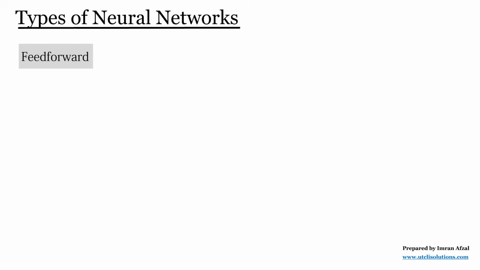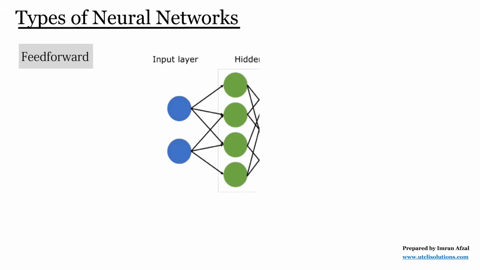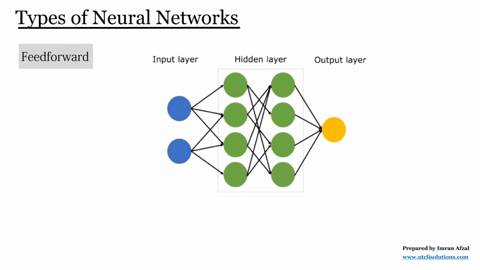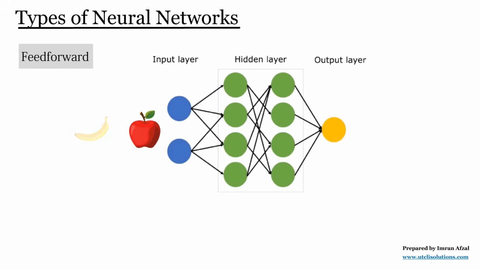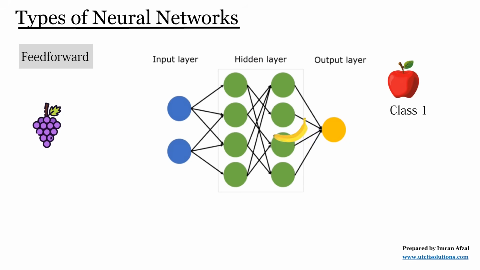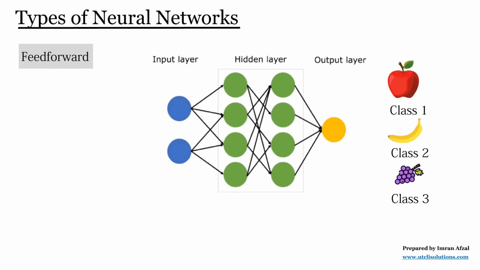Let's start with the feed forward neural network, which is the simplest type. This type of network has layers arranged one after another. Information moves in only one direction, from the input layer to the output layer, without looping back. This is why it's called feed forward. It works well for basic problems like classification, where we just want to put things into categories.